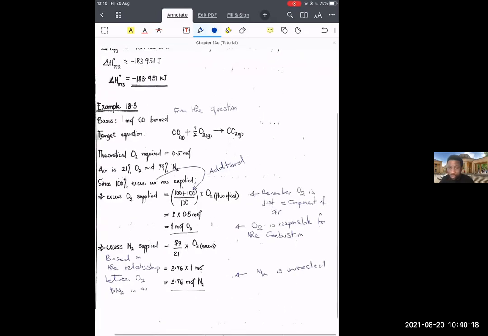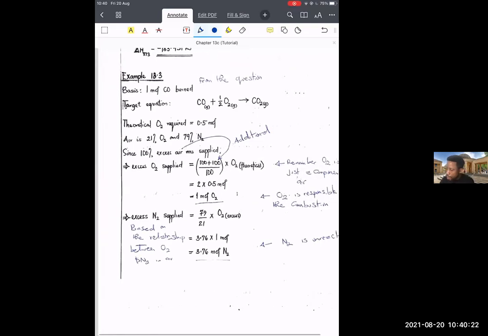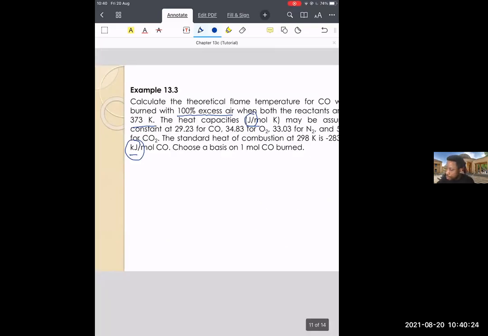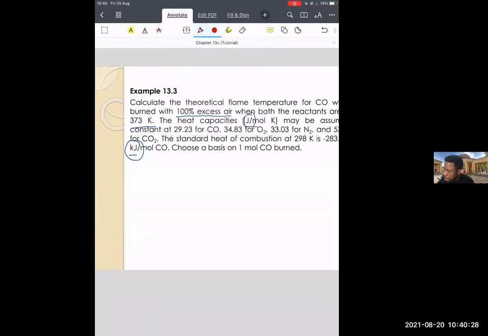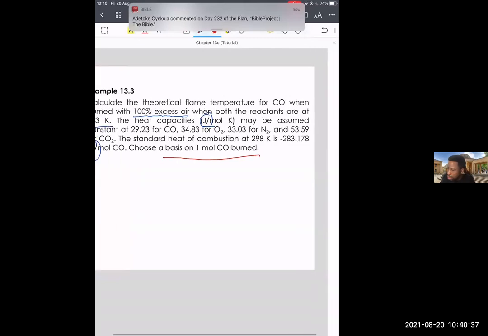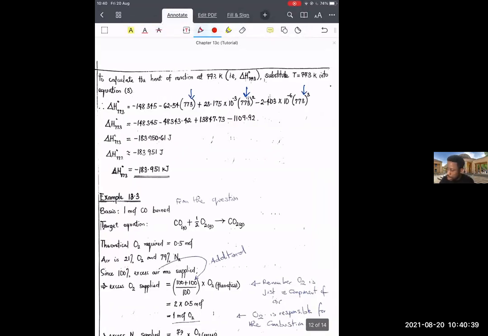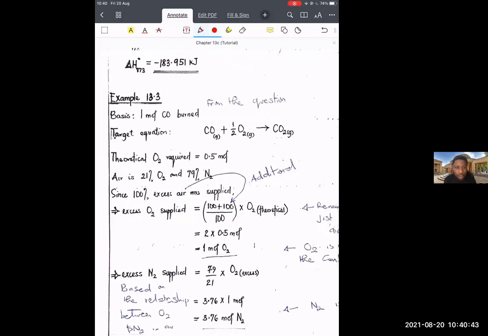3.3. From the question, also take note of another thing I don't want us to miss. It says choose a basis of 1 mole for the carbon monoxide. So let's move on. Yeah, so we have that from the question. We have this equation as well.